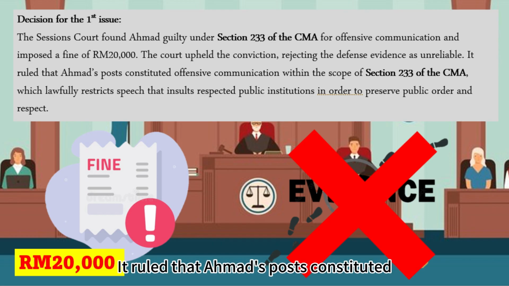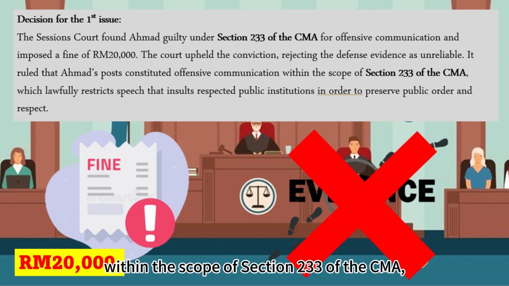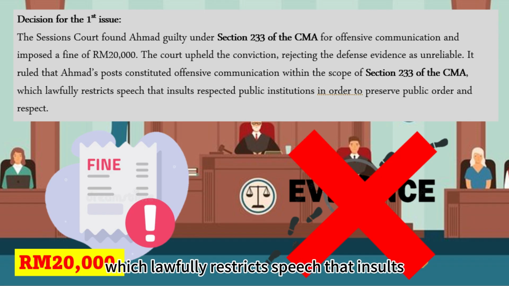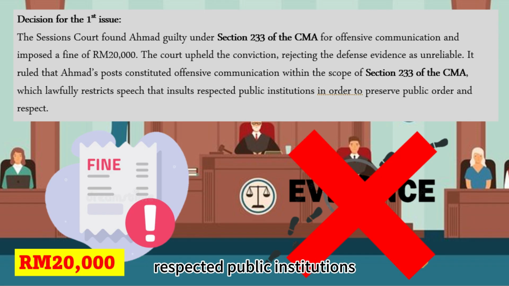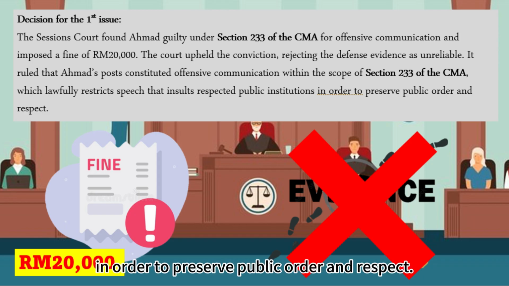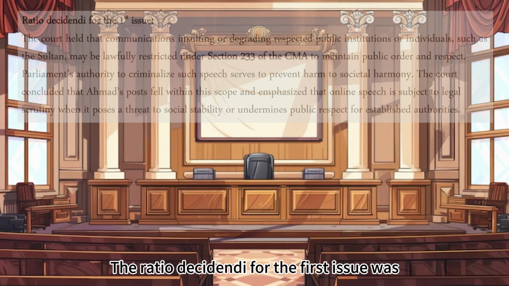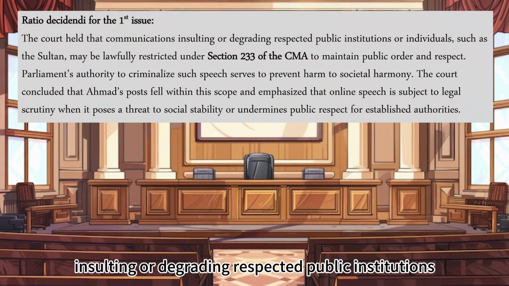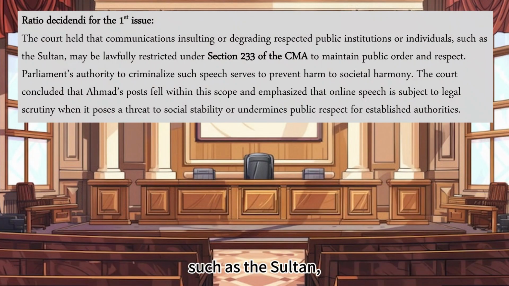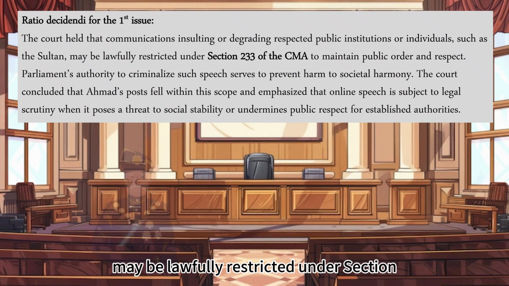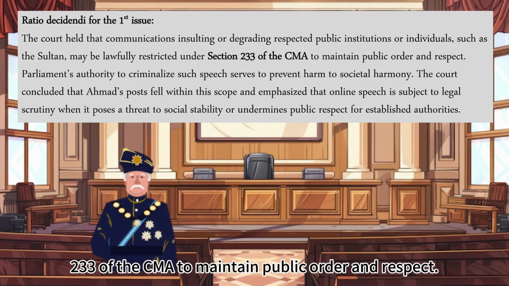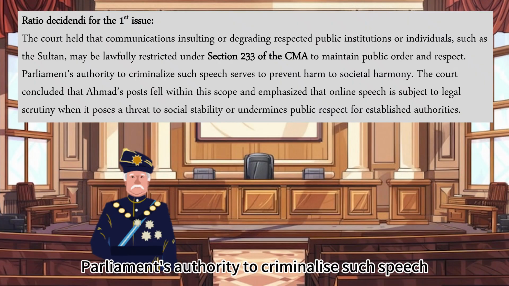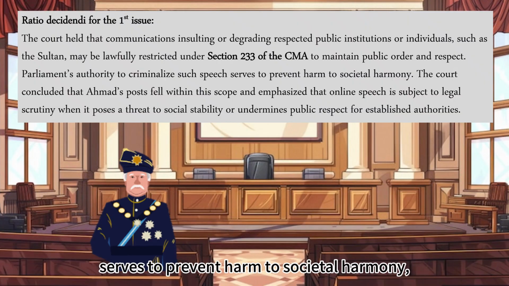It ruled that Ahmad's posts constituted offensive communication within the scope of Section 233 of the CMA, which lawfully restricts speech that insults respected public institutions in order to preserve public order and respect. The ratio decidendi for the first issue was the court held that communications insulting or degrading respected public institutions or individuals, such as the Sultan, may be lawfully restricted under Section 233 of the CMA to maintain public order and respect. Parliament's authority to criminalize such speech serves to prevent harm to societal harmony.